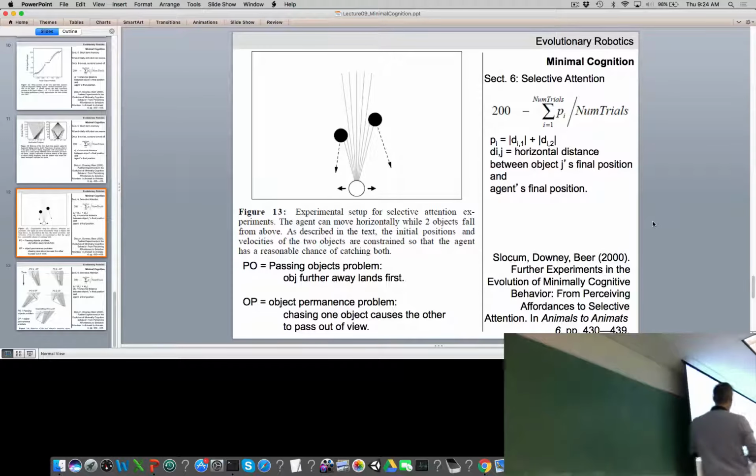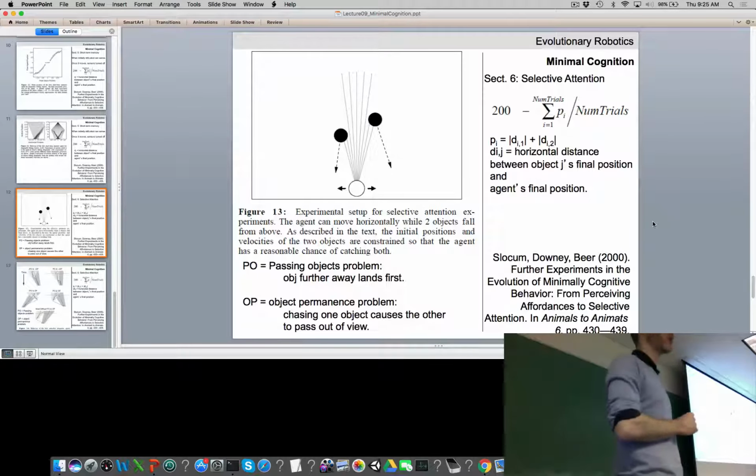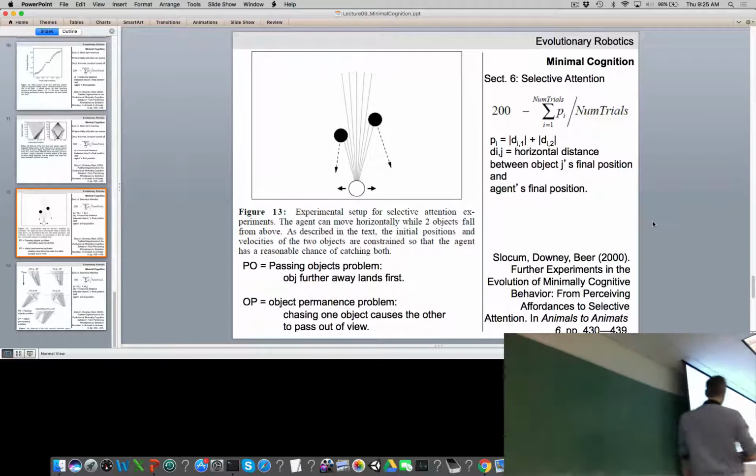Okay, so again, we can now start to break down this problem from a behavioral point of view. So there are really two sorts of problems that this robot can face. The first is the passing objects problem, which we just saw in the video, right?